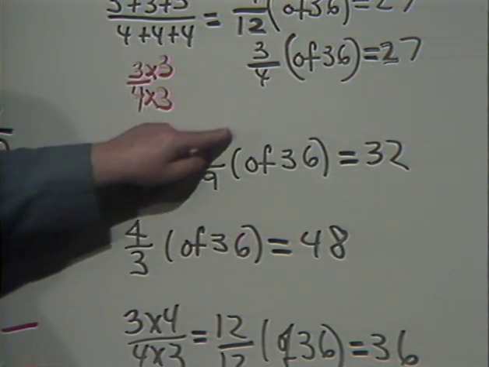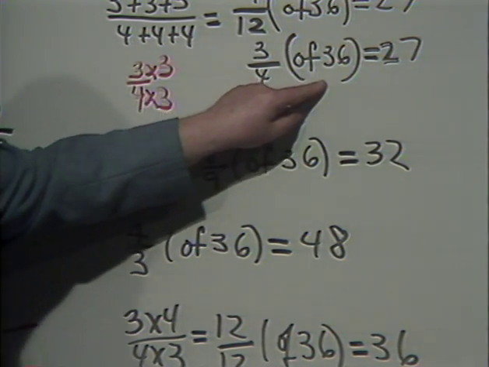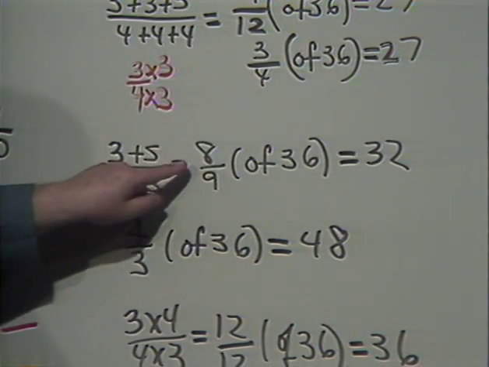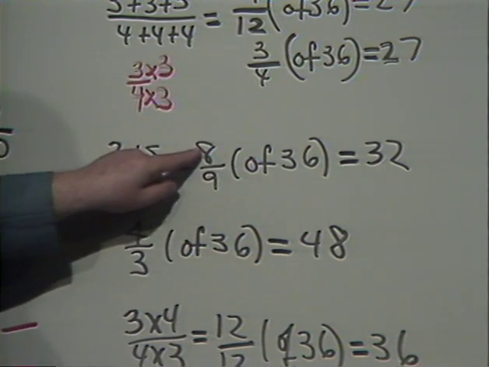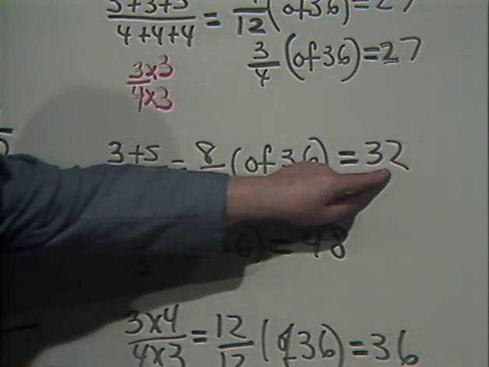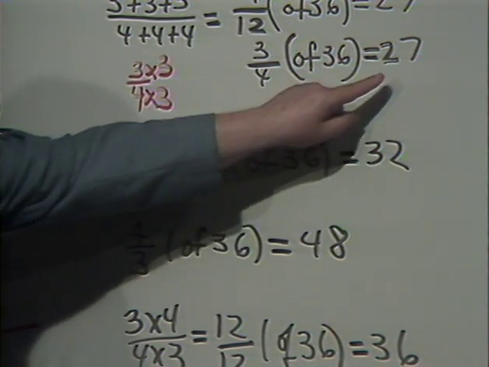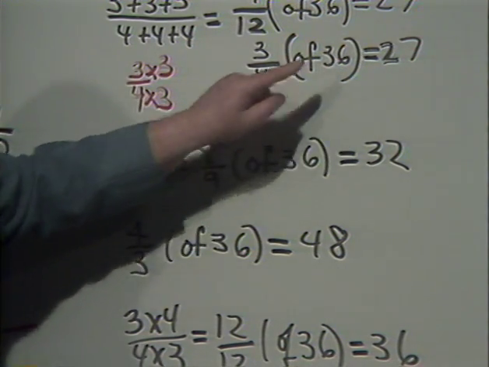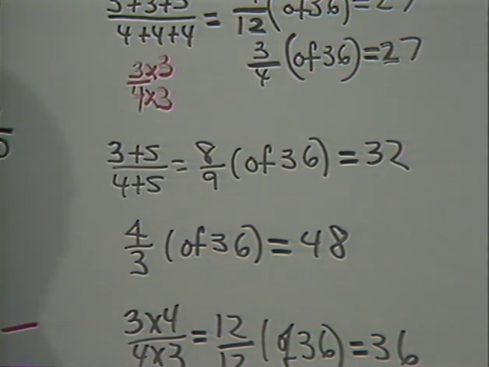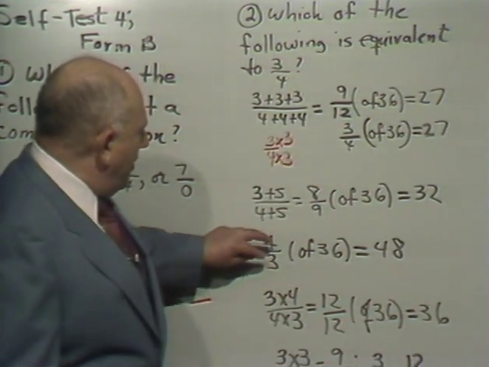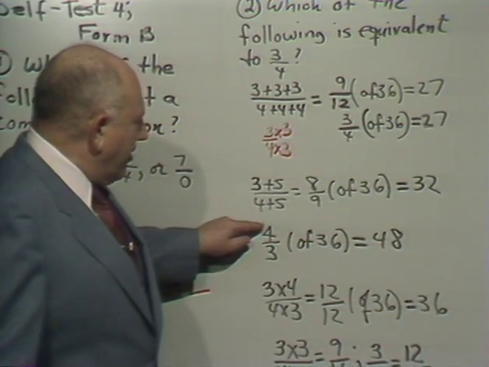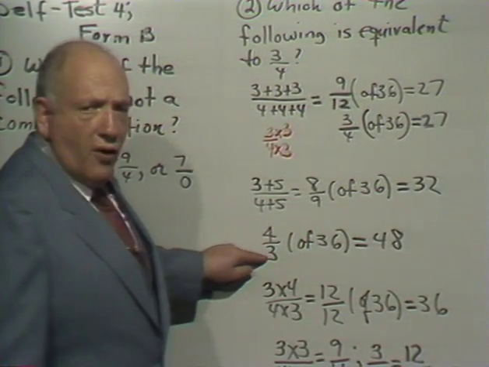Well, we just saw that 3/4 of 36 is 27. What's 8/9 of 36? 36 divided by 9 is 4. 4 times 8 is 32. 32 out of 36 is not the same rate as 27 out of 36. So 3 plus 5 over 4 plus 5 is not the same as 3/4. The third choice is just to invert, tip over the fraction. Instead of 3/4, I give you 4/3.